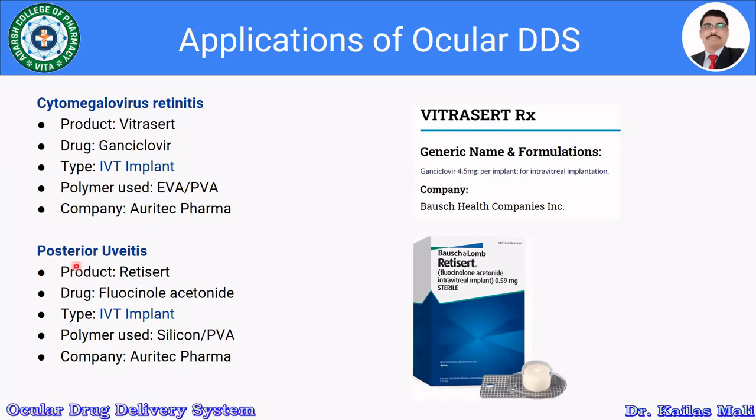Then for posterior uveitis, the product Retisert is available. It contains fluocinolone acetonide. So this is the product Retisert. The polymers silicone and PVA are used. Again, it is developed by Bosch and Lomb, and furthermore Oratec Pharma.